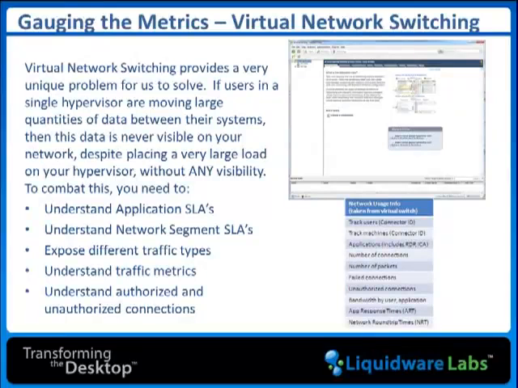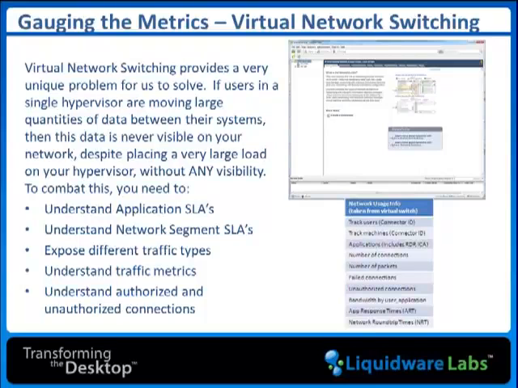Next, we're going to talk about virtual network switching, which is the fourth component of VDI visibility. Virtual network switching provides a very unique problem for us to solve. If our users in a single hypervisor are moving large quantities of data between their systems, then this data is never visible to any physical network, despite placing a very large load on your hypervisor without any visibility. So just a couple of examples of this.